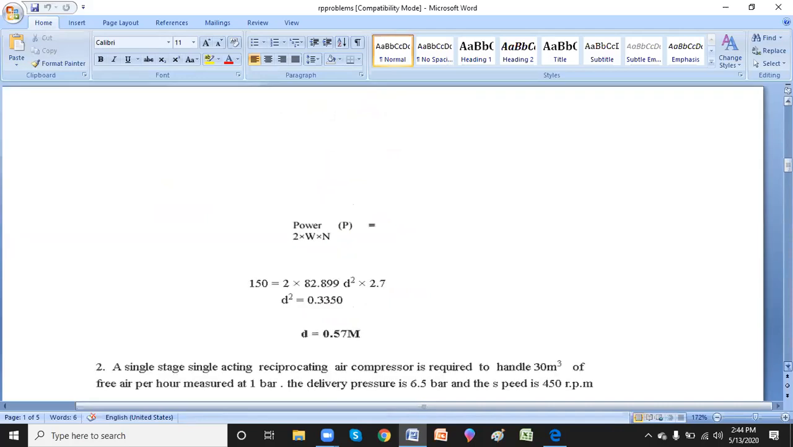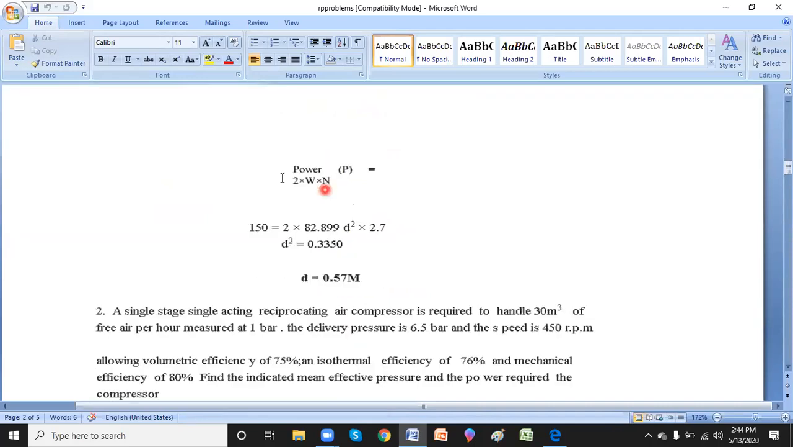Now we know that the work done or power of a double acting compressor is given by W into N into 2, where 2 indicates double acting. If you remove this, then it's called a single acting compressor. So W into N into 2, where 2 indicates the number of actions, W is the work done, and N is the speed. So I know the left hand side, double acting power, given in the problem as 150 kilowatts. And what is left here is W, already calculated at the top, so much, 82.89 d square.